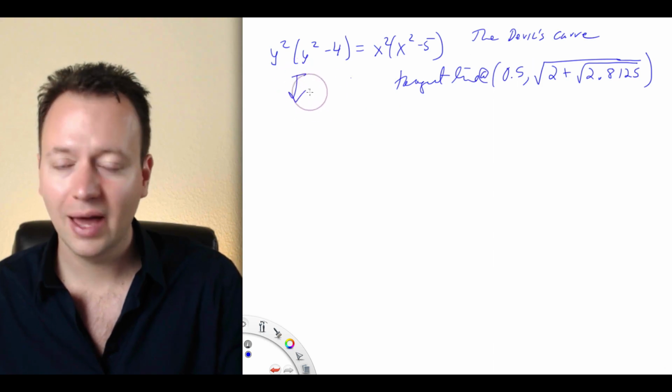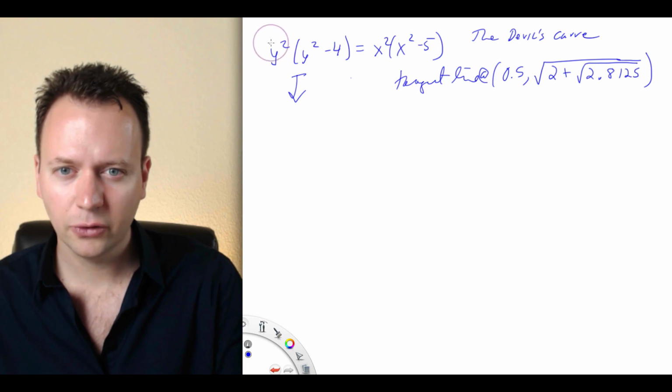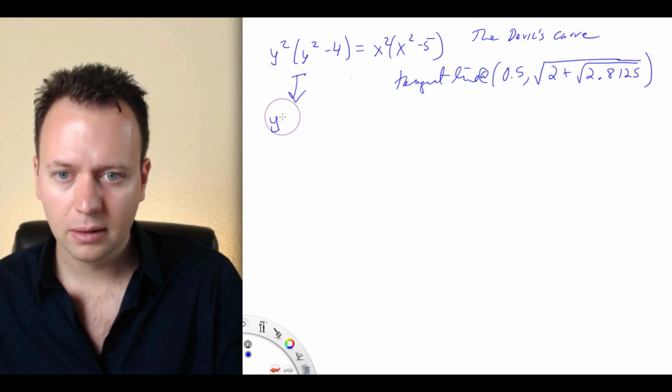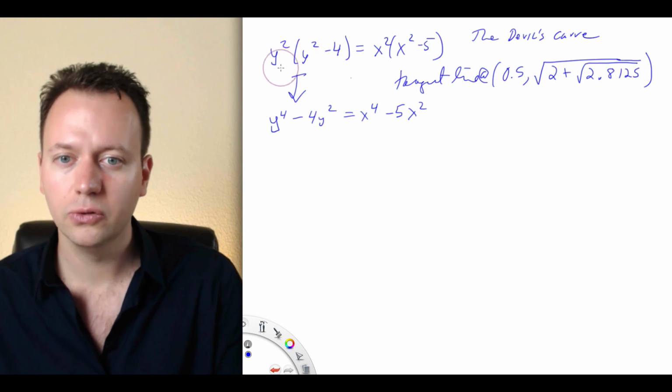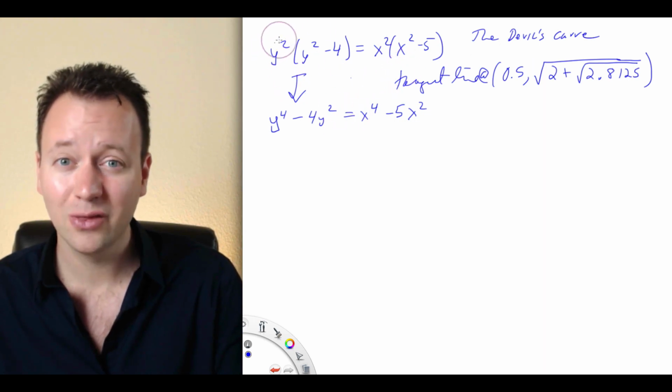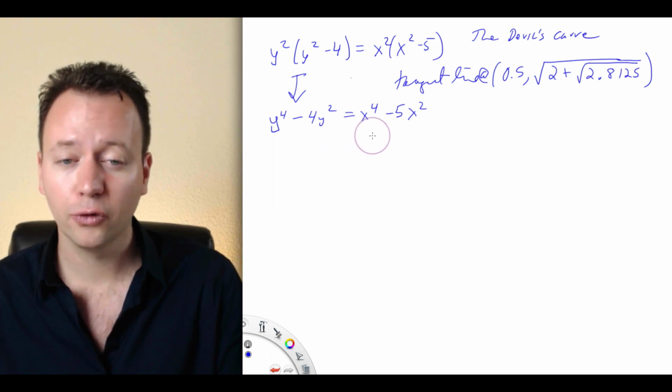Before we get there, we have to differentiate implicitly. So let's rewrite this. Let's factor in the y squared. It's y to the fourth minus 4y squared is equal to x to the fourth minus 5x squared. So this is equivalent to the original equation. I just factored in the y squared and I factored in the x squared. Now we can differentiate implicitly.